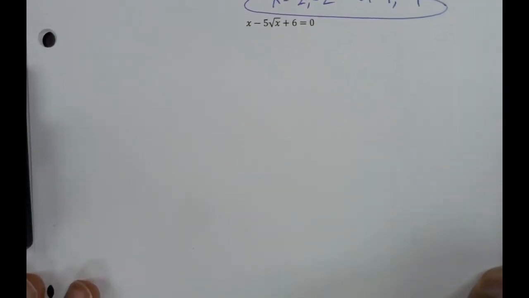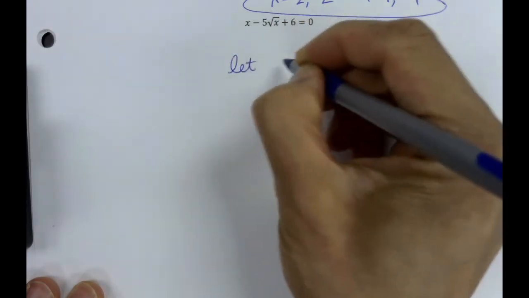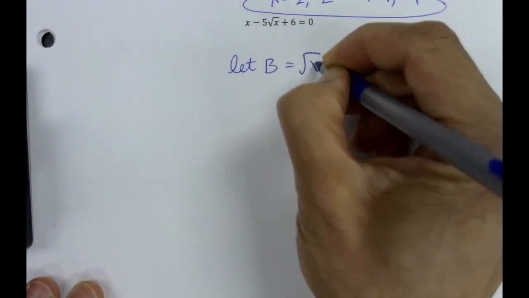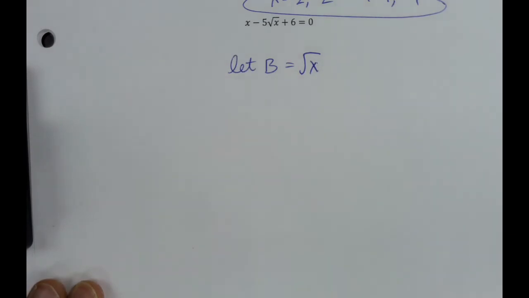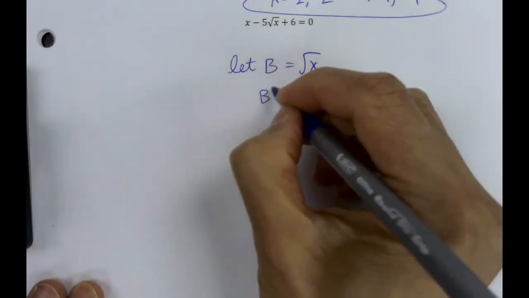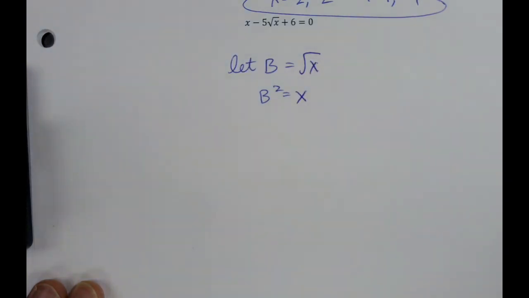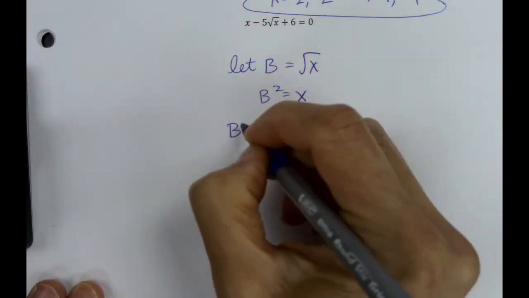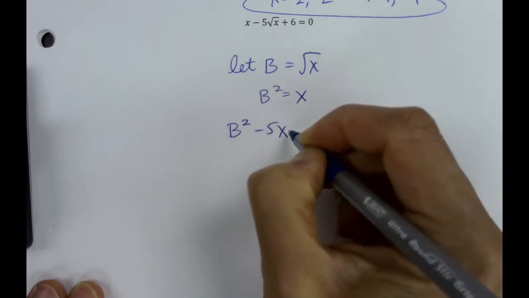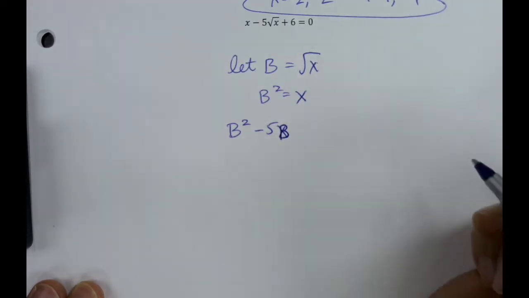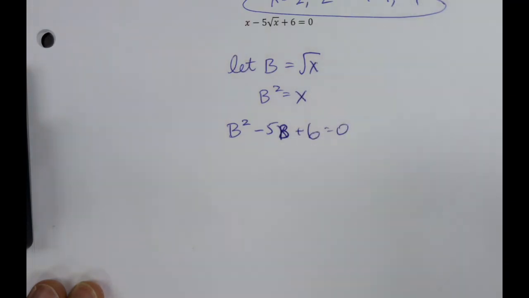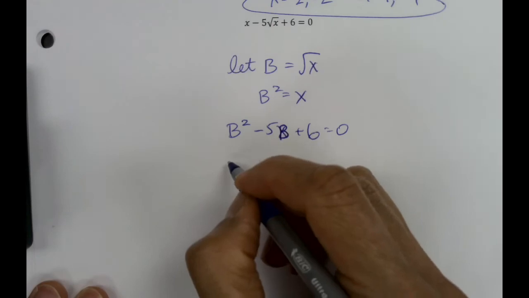Alright, so what would you substitute here? Go ahead and pause the video and answer that question. If you said, hey, let's let a variable stand for root x, you are correct. Because then x is b squared, and so we could substitute, oops, not x, b, plus 6. Now we have a quadratic equation with b.